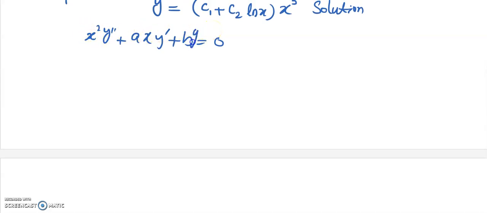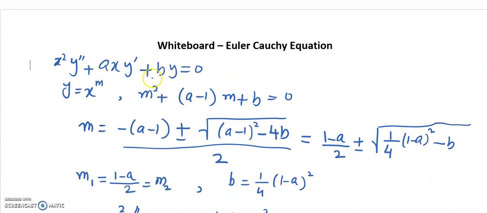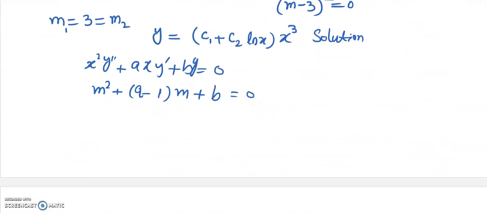Okay, and for this we said that the characteristic equation can be represented like this: m squared plus (a minus 1) m plus b is equal to 0. So of course this is a quadratic equation, and suppose that the roots of this quadratic equation are complex conjugate.